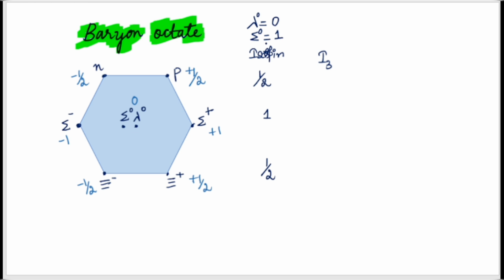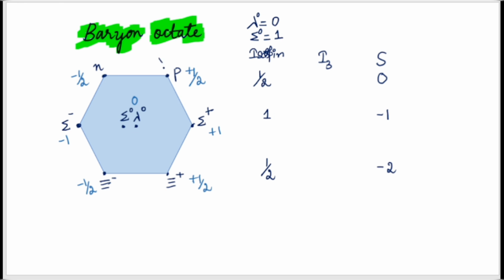Now we will be moving on to the strangeness number. The strangeness number is nothing but a quantum number. It is a strange quantum number, a property. We shall see what the strangeness number will be. For neutron and proton, the strangeness number is 0. For sigma 0, sigma positive and sigma negative and lambda 0, the strangeness number will be minus 1, meaning it goes on reducing. Here for cascade negative and cascade positive, it is minus 2. I hope everyone is clear.